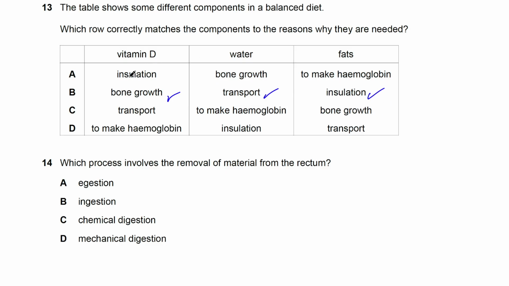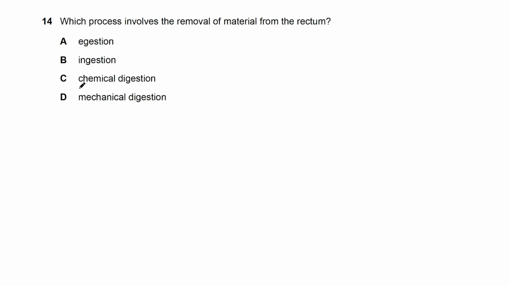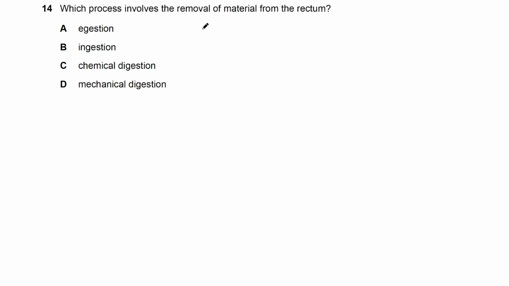Transport, so it seems that the right answer here is B. Moving to question number 14. Which process involves the removal of material from the rectum? Very simple and easy. Digestion, ingestion, chemical digestion or mechanical digestion? Sure, it's the first one, which is digestion. So the right answer for 14 is A.